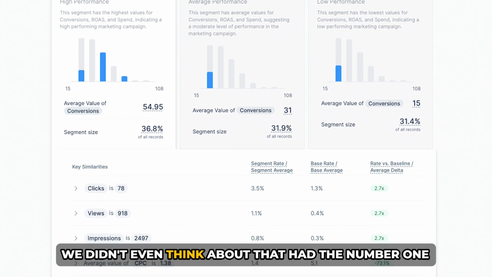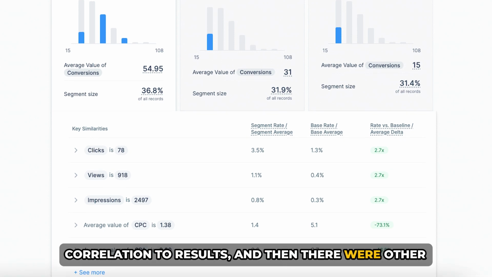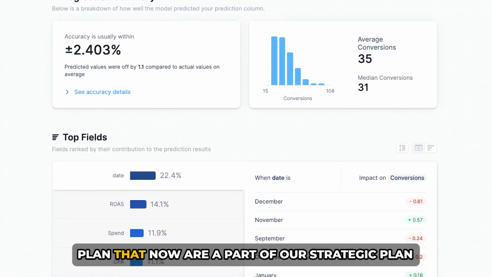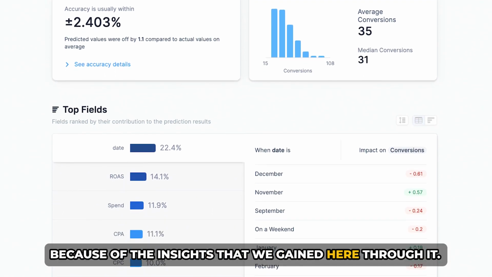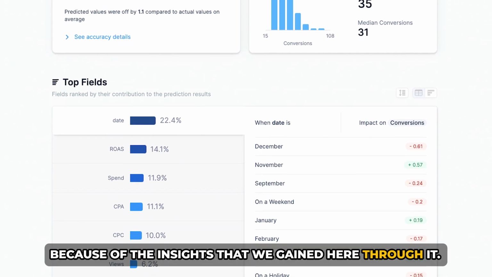What we found is that there are some copy angles that we didn't even think about that had the number one correlation to results. And then there were other variables that weren't really part of our strategic plan that now are a part of our strategic plan because of the insights that we gained here through it.